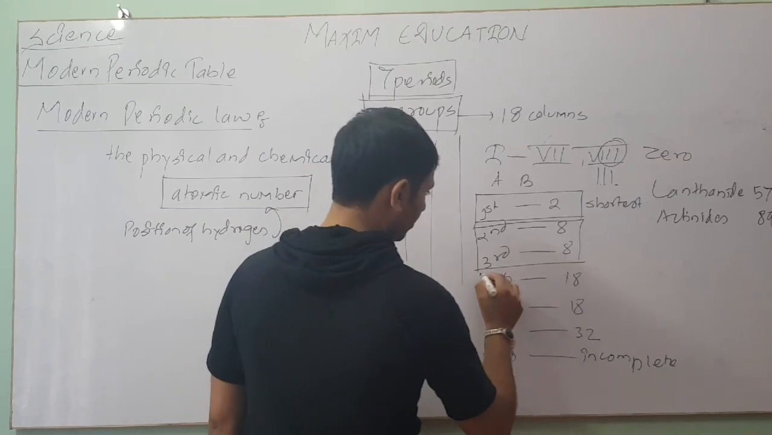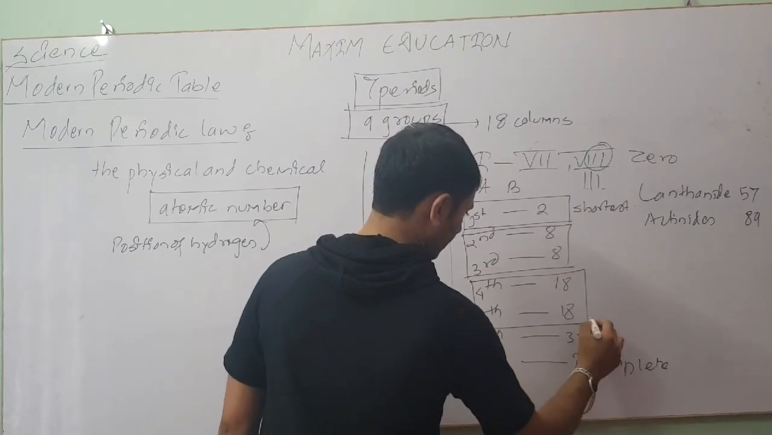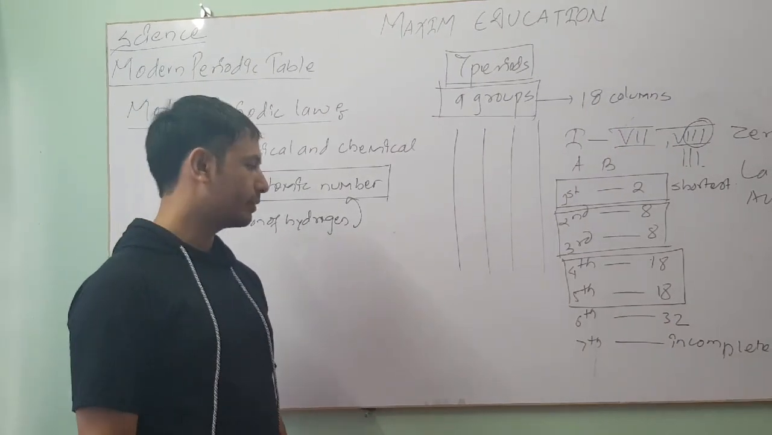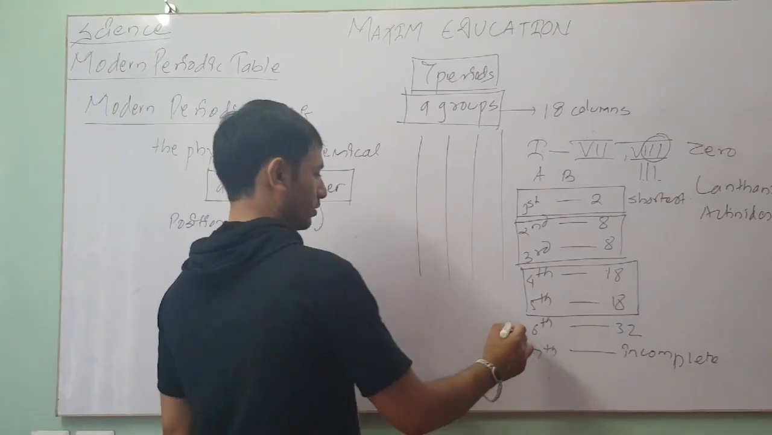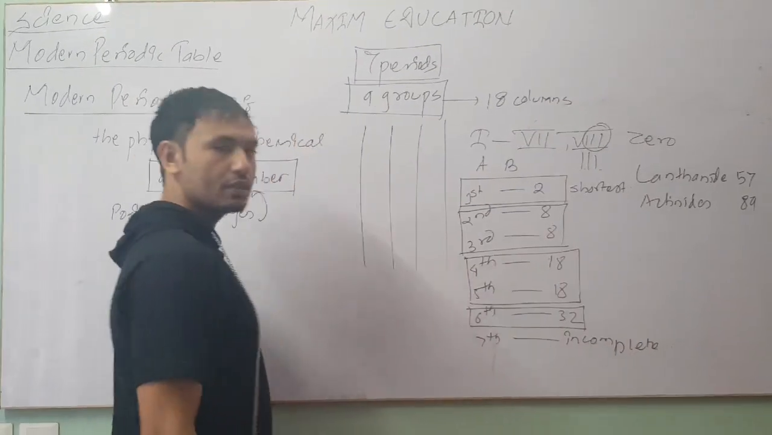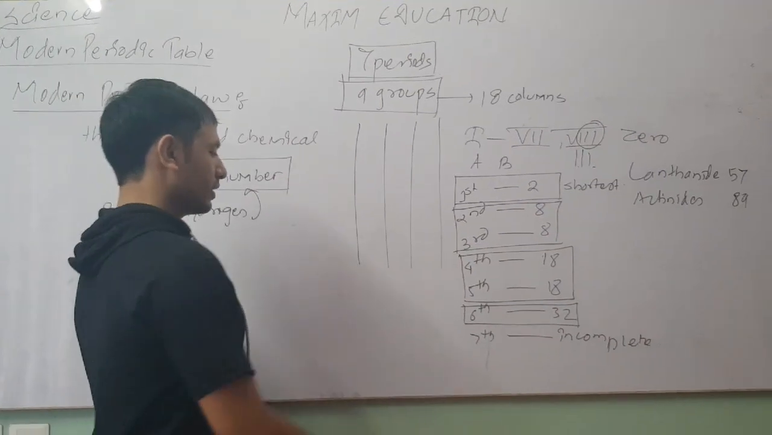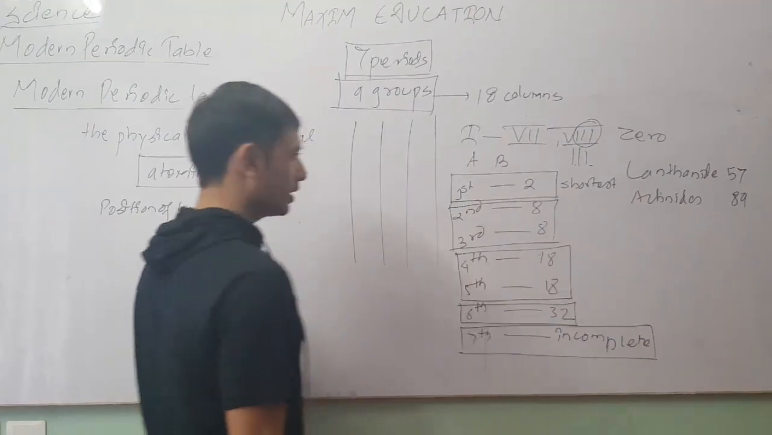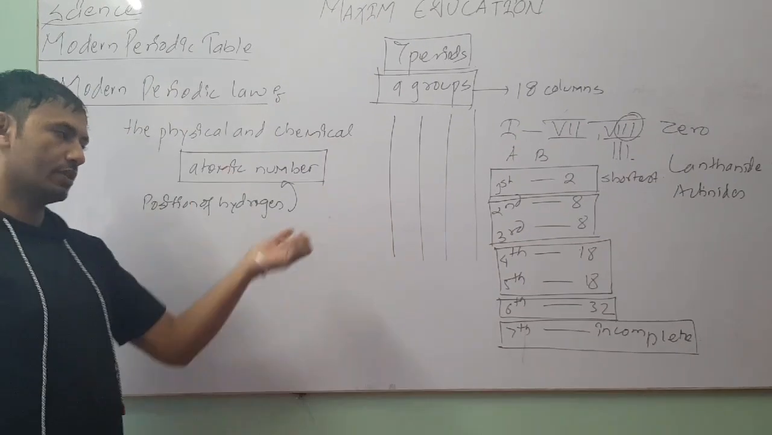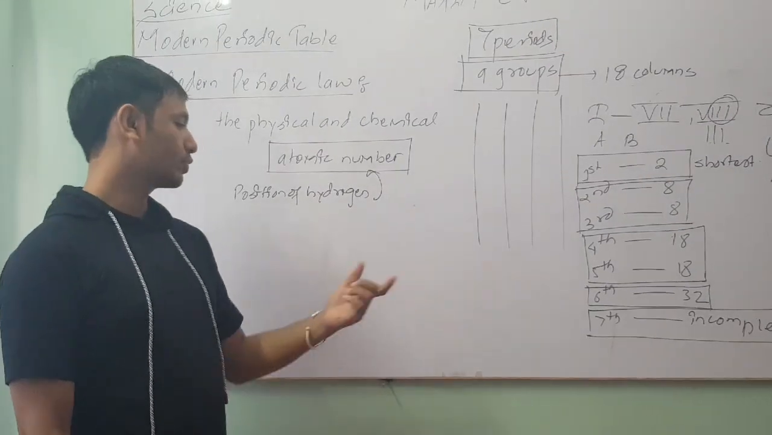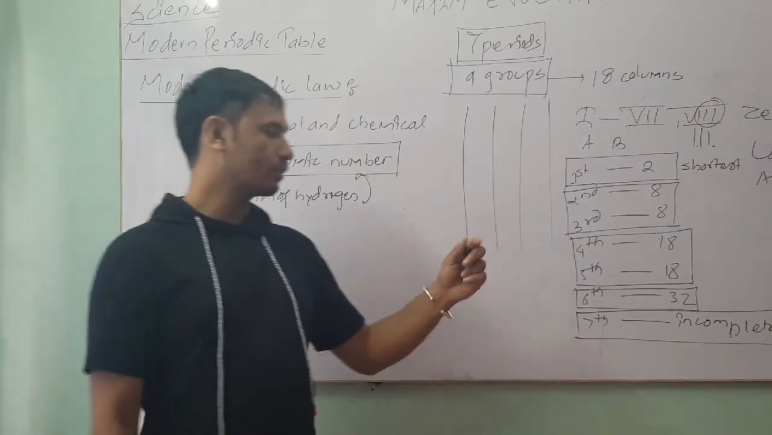Fourth period and fifth period are called long periods, having 18 elements each. Sixth period consists of 32 elements and it is the longest one. And the seventh period is an incomplete period because it consists of gaps, so that newly discovered elements can be fulfilled here. So the 7th period is an incomplete period.